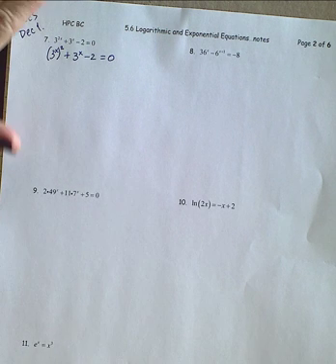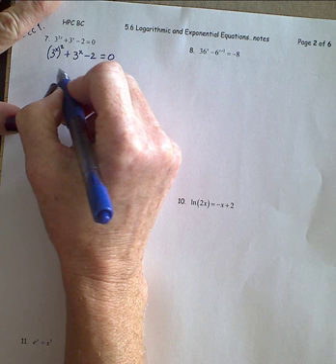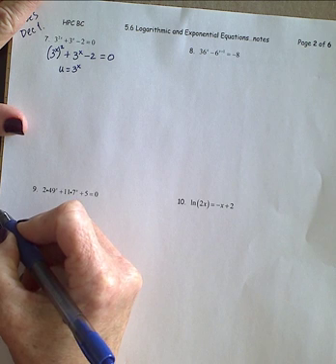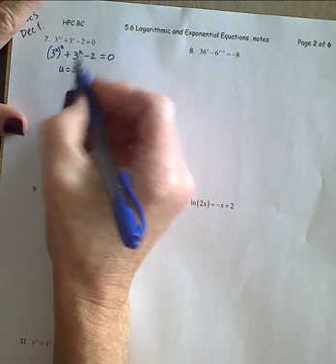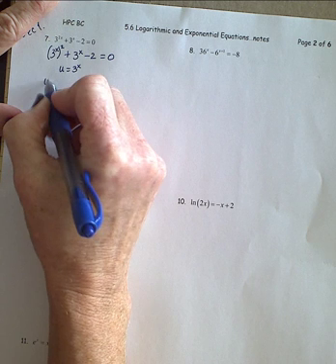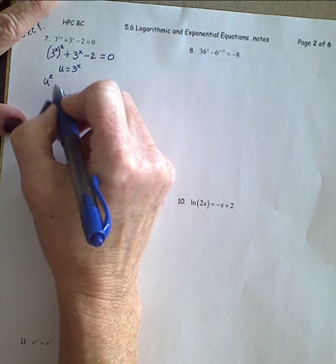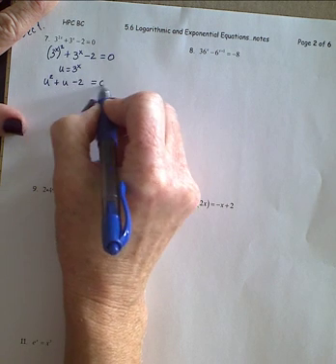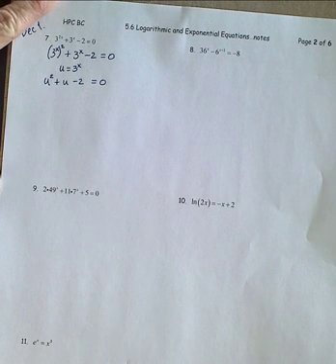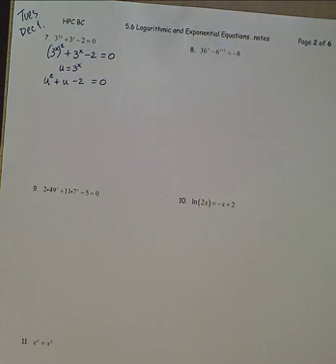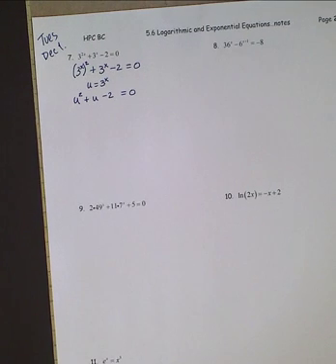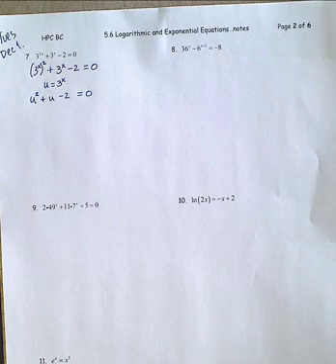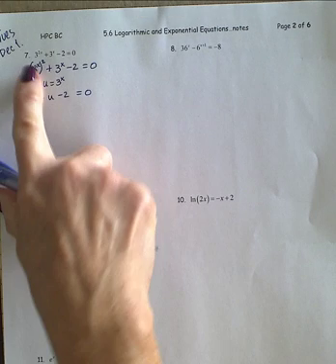Now I'm going to do a u substitution. So I'm going to say let u equal 3 to the x. Look what happens when I make that substitution. This 3 to the x gets replaced with a u, and that's u squared, plus this 3 to the x, that's a u, minus 2 equals 0. Hey, what happened? Doesn't this look quadratic now? It sure does. We've changed this exponential into a nice simple quadratic.